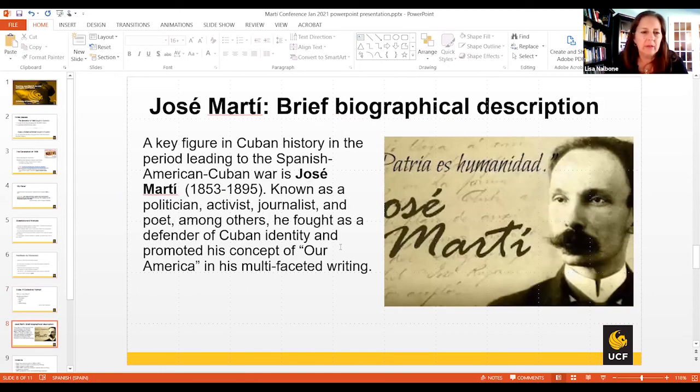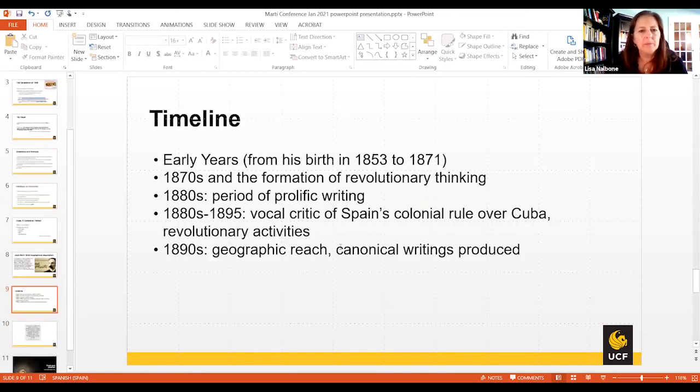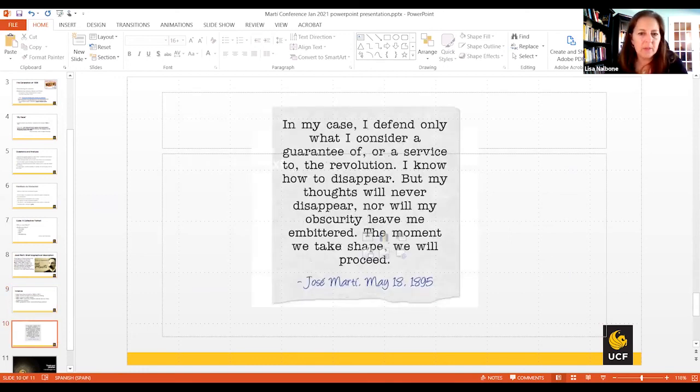So I start that lecture with a brief biographical description, and I break down the timeline of what happened in his life and focusing more on what he accomplished as far as in his writing and in his political endeavors. And then I'd just like to pull out this quote: "I defend only what I consider a guarantee of or a service to the revolution. I know how to disappear, but my thoughts will never disappear, nor will my obscurity leave me embittered. The moment will take shape. We will proceed." So that's all I have for you today.